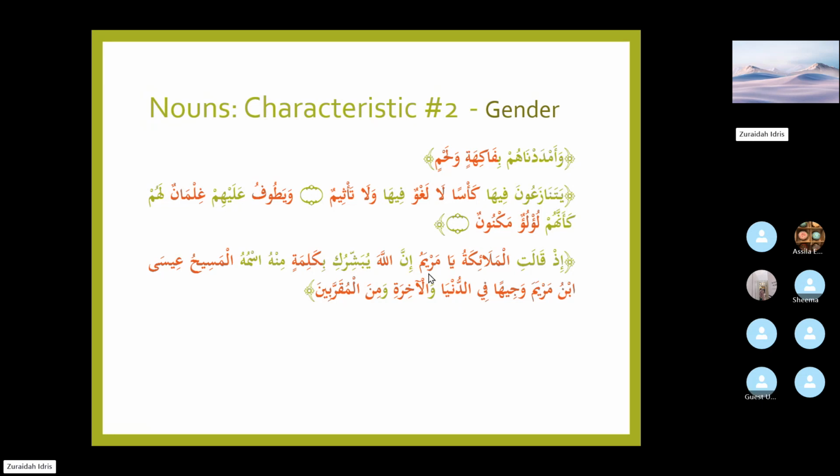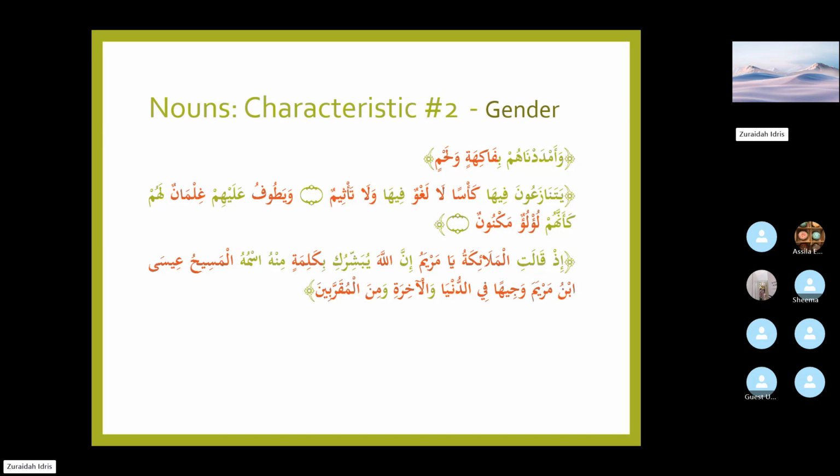And the word Allah, it's isim ma'rifah, yes. The word Allah is usually treated as masculine. Masculine. Good. Okay.